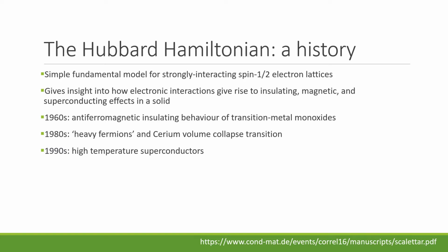It came about in the early 1960s because of transition metal monoxides such as iron oxide, nickel oxide, cobalt oxide, which are antiferromagnetic insulators, but by methods which treat strong interactions less carefully, they'd originally been predicted to be metallic, and the Hubbard Hamiltonian was developed as an alternative model.